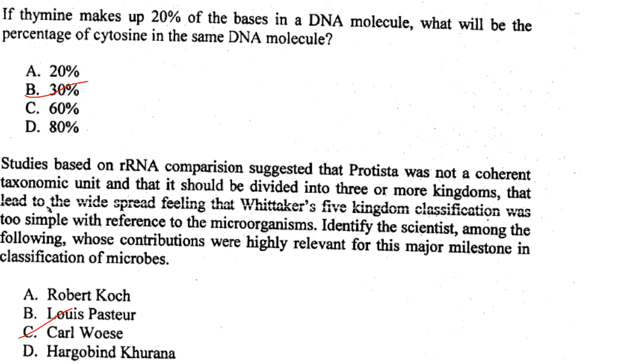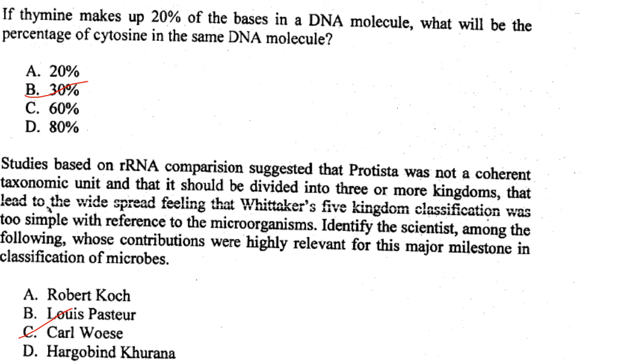Out of 100, 60 will be G plus C, that is guanine plus cytosine, 100 minus 40 is equal to 60. So they have asked only for the percentage of cytosine, not of cytosine and guanine. So divide 60 by 2, so it will be 30%. So cytosine will be 30%.